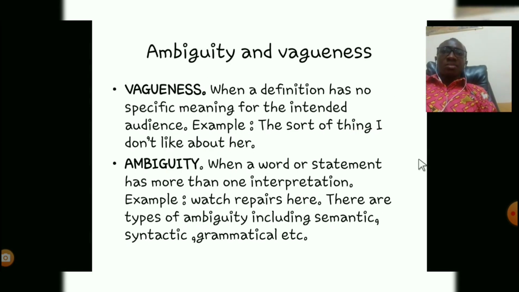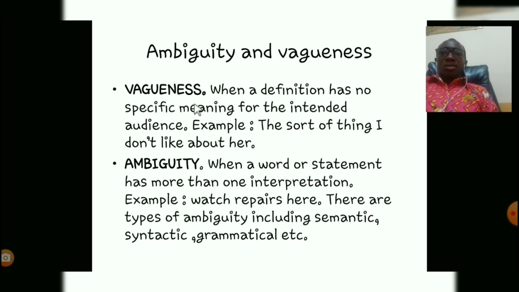Now let's move on to some key terms that you want to avoid in critical thinking. You realize that in our first lesson we said critical thinking is based on some standards, and one of them is clarity, precision, accuracy. So you want to do away with ambiguity and vagueness. Let's begin with vagueness.